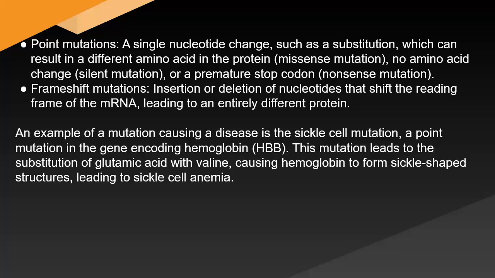Frameshift mutations: insertion or deletion of nucleotides that shift the reading frame of the mRNA, leading to an entirely different protein. An example of a mutation causing a disease is the sickle cell mutation, a point mutation in the gene encoding hemoglobin, HBB. This mutation leads to the substitution of glutamic acid with valine, causing hemoglobin to form sickle-shaped structures, leading to sickle cell anemia.